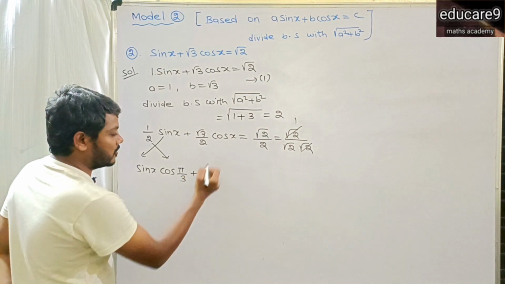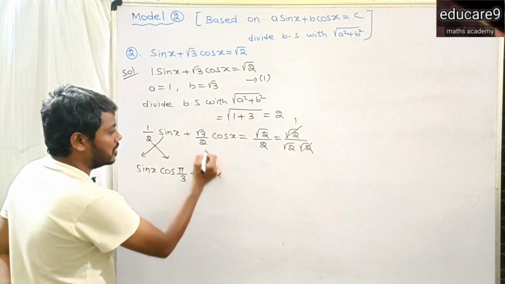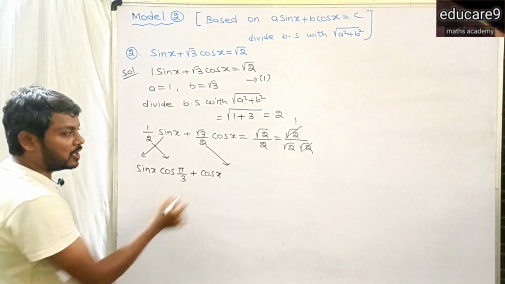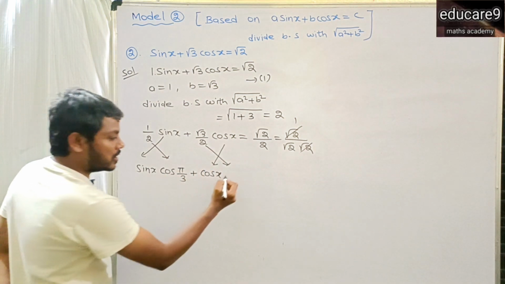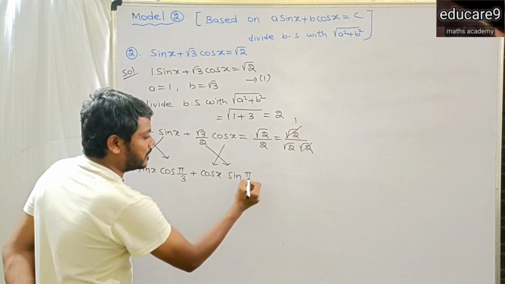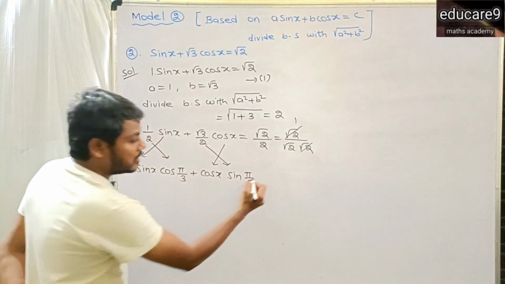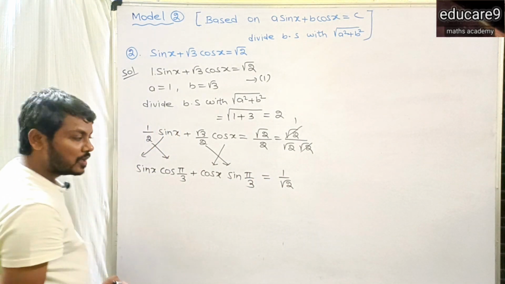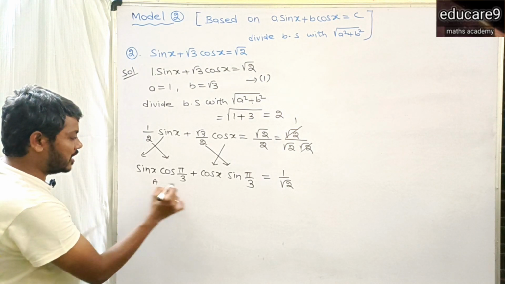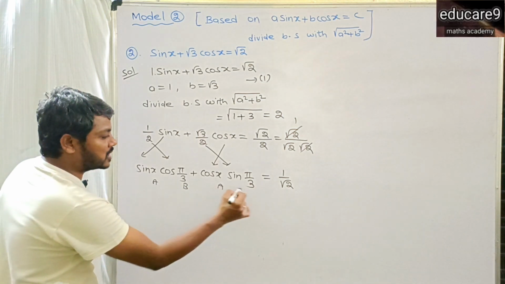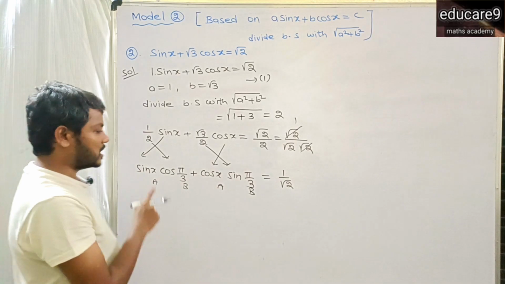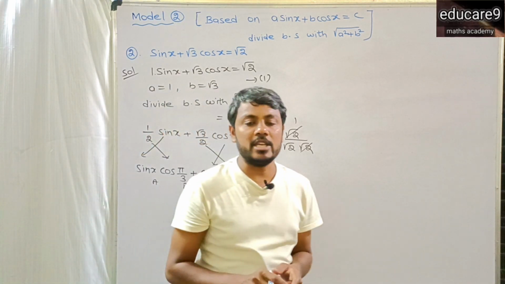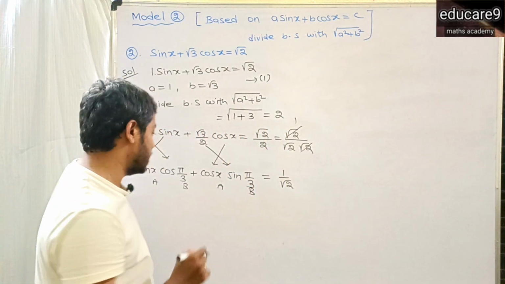Next, plus cos x, write first. Again root 3 by 2, write in terms of sin. That is sin 60, sin pi by 3, which is equal to what? 1 by root 2. Again the same form: sin a cos b plus cos a sin b. We know that sin a cos b plus cos a sin b is sin of a plus b.